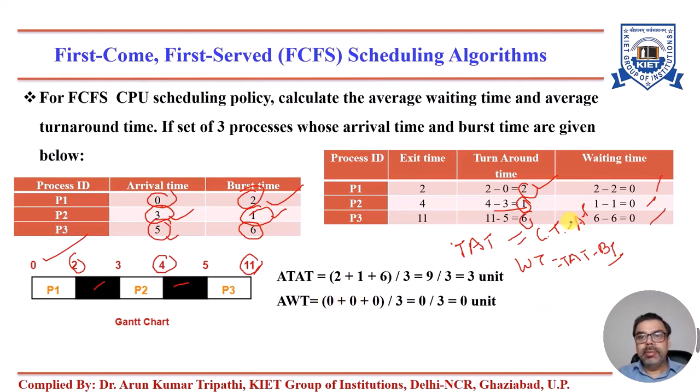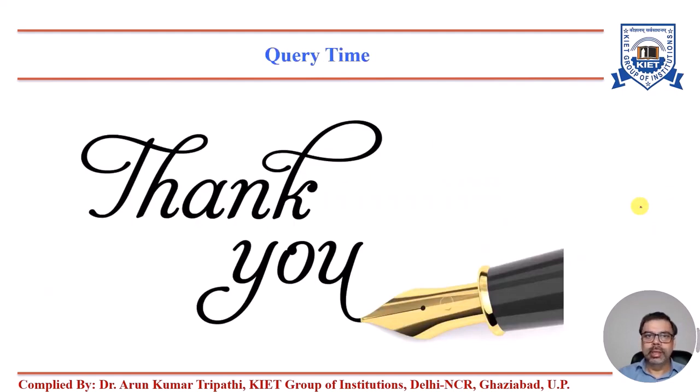So average turnaround time is 2 plus 1 plus 6 by 3, because there are 3 processes. It is 3 units of time. And average waiting time is the sum of all waiting times of the processes divided by the number of processes. So it is 0 amount of time. So no process has to wait in the ready queue for the processor. So this is all about the FCFS algorithm from my side. Thank you.